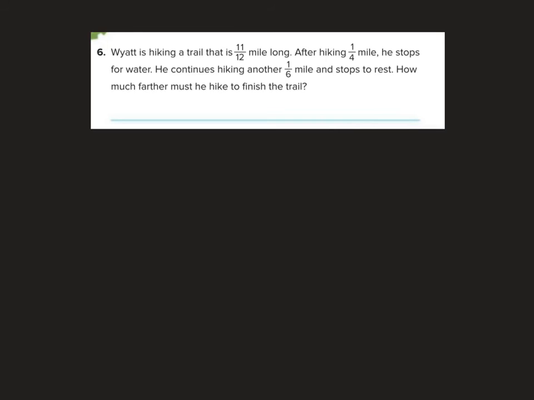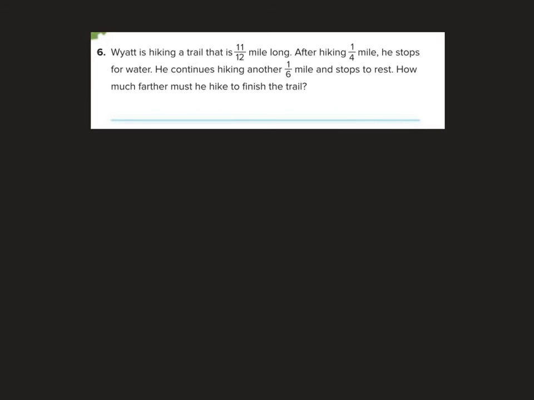Wyatt is hiking a trail that is 11/12 mile long. Now that's about 1 mile, isn't it? After hiking 1/4 of a mile, he stops for water. He continues hiking another 1/6 of a mile and stops to rest. How much further must he hike to finish the trail?